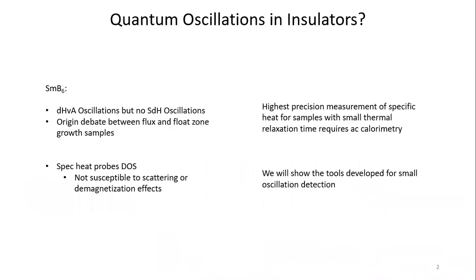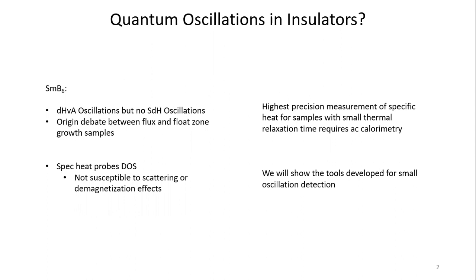I'm not going to spend a lot of time motivating the system, as I'm assuming most of you know why there's so much excitement around samarium hexaboride. However, just to give you an inkling of why we got interested, the system shows the de Haas-van Alphen oscillations, but not Shubnikov-de Haas oscillations. There's a large debate as to the origin of these oscillations, especially between flux and float zone growth samples. So our main question was, is this a direct effect of the density of states?